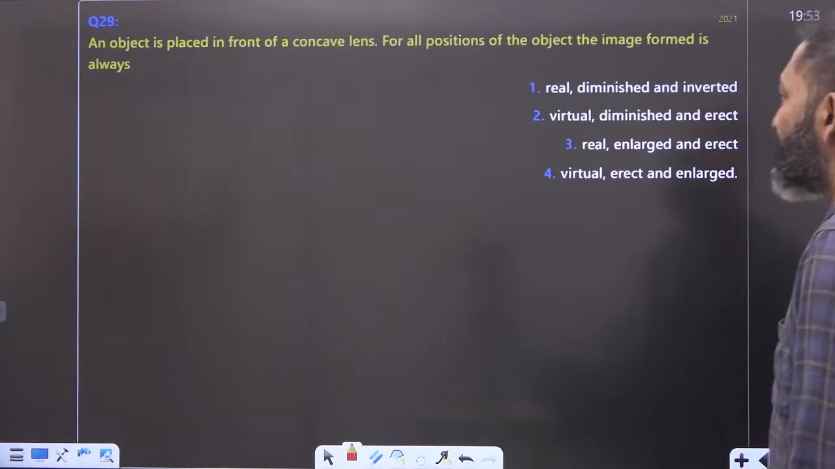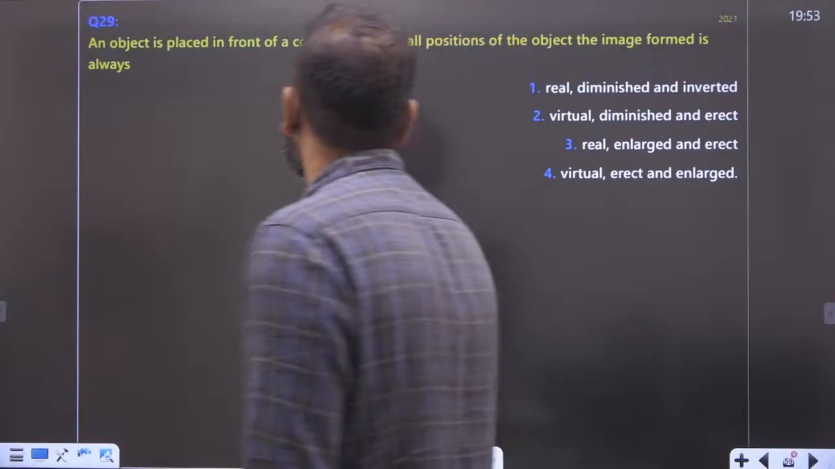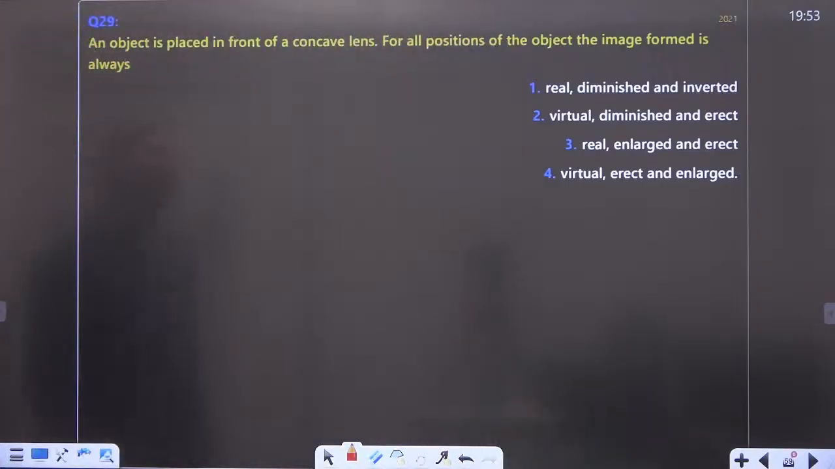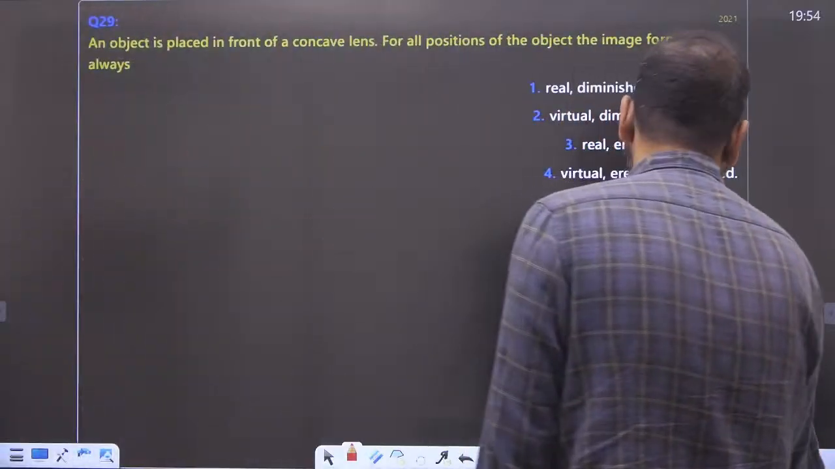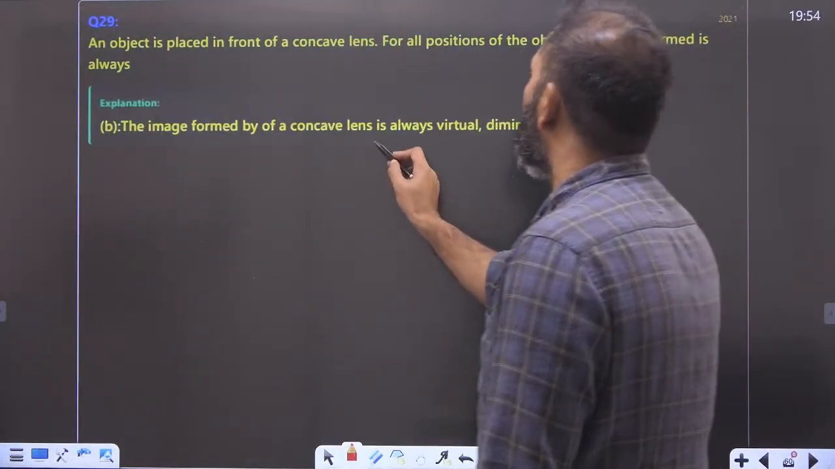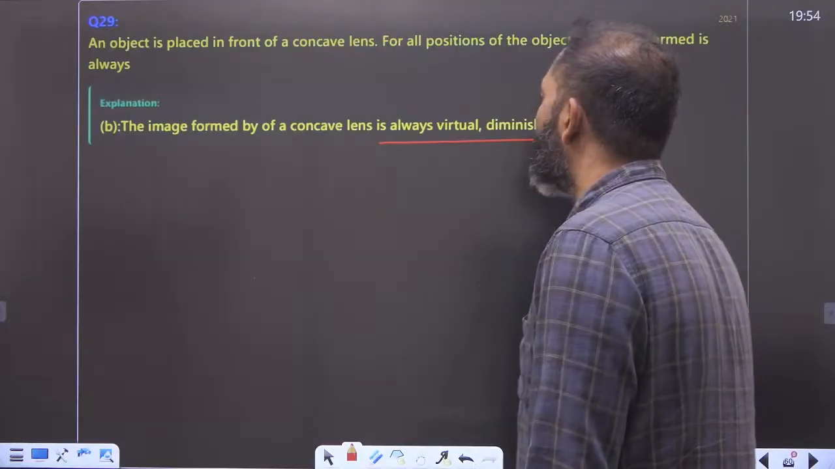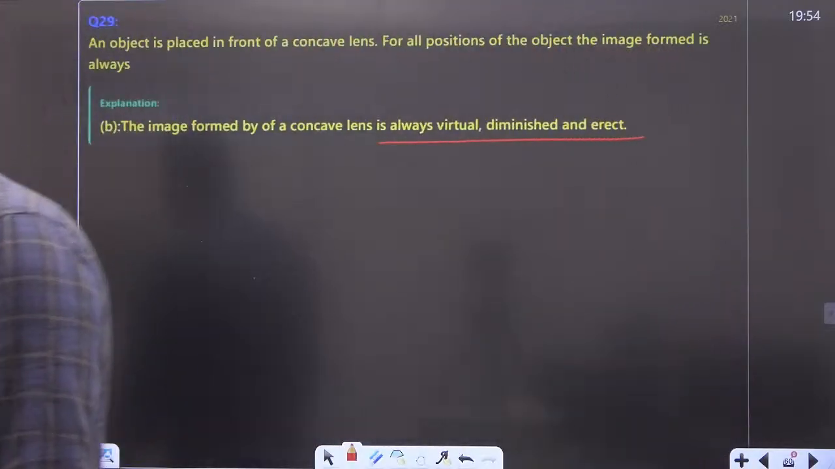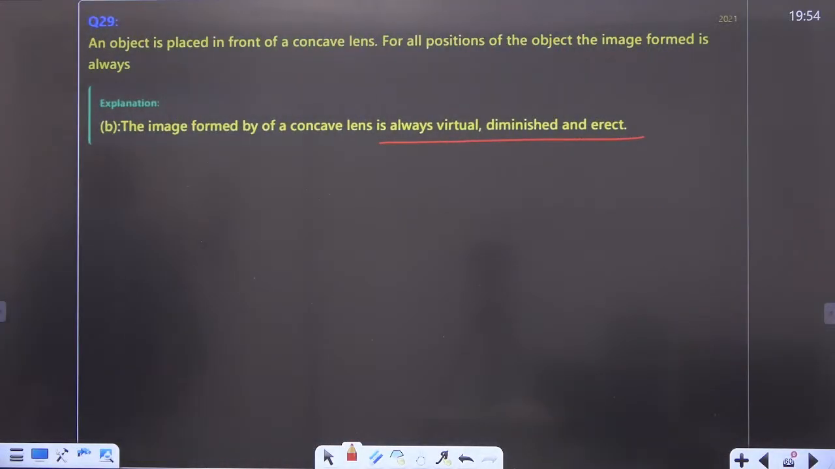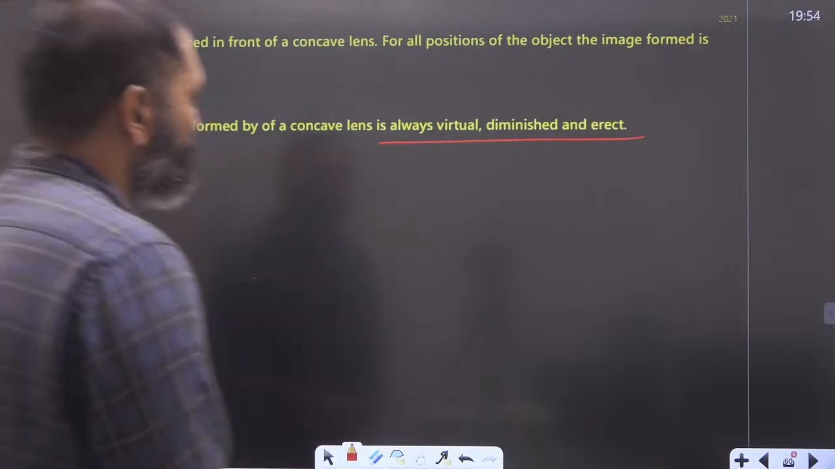An object is placed in front of a concave lens. For all positions of the object, the image formed is always... It is a concave lens, right? The image formed by a concave lens is always virtual, diminished, and erect. Image formed by concave lens is always virtual, diminished, and erect.